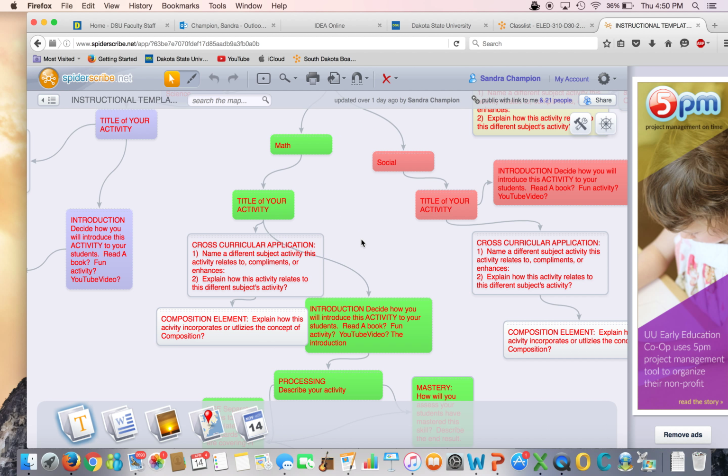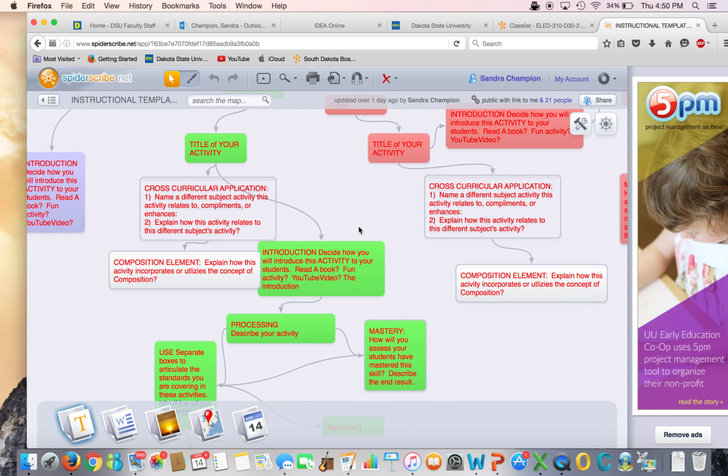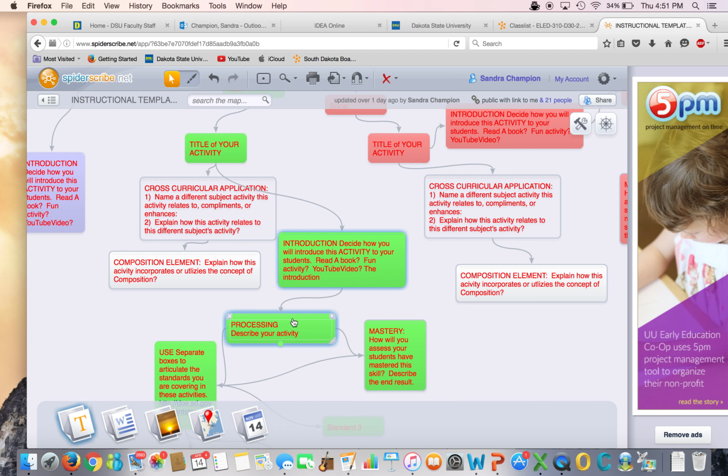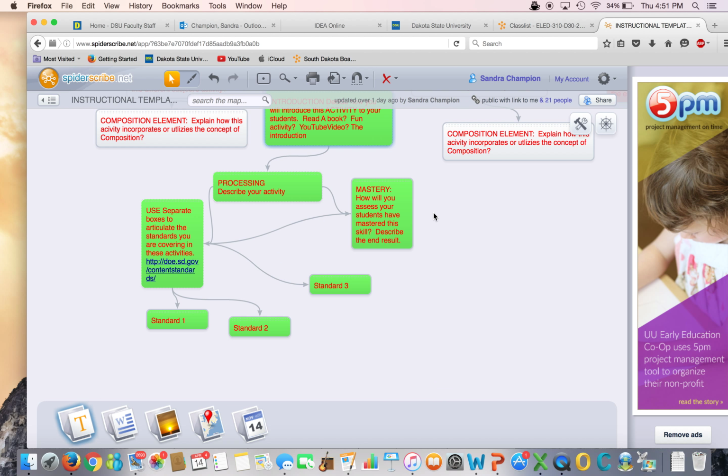You're going to be responsible for the 3 phases of learning: the introduction, processing, this is where you describe your activity, mastery, how are you going to assess that your students have mastered this skill? A test, an oral presentation? Are they going to do a wax museum where each one of them picks a person to pretend they're that person and they tell people about them?